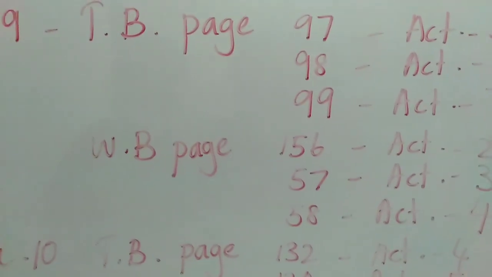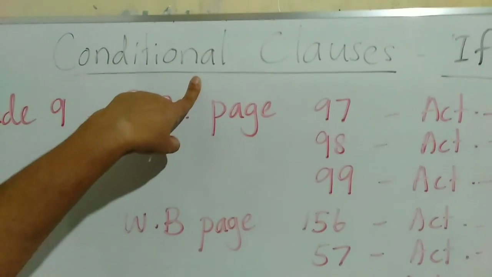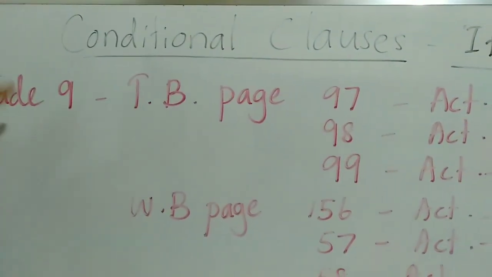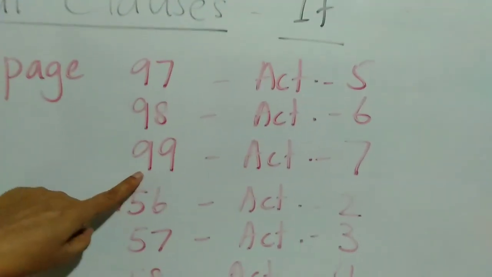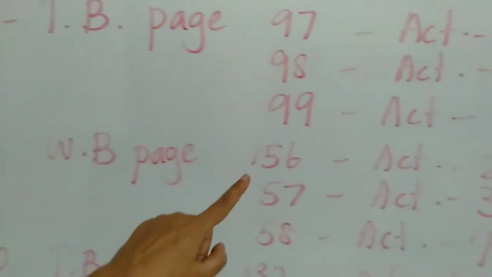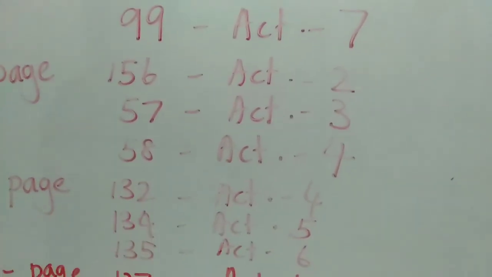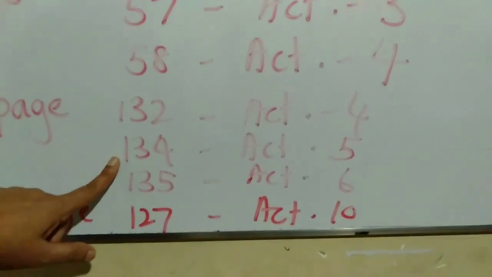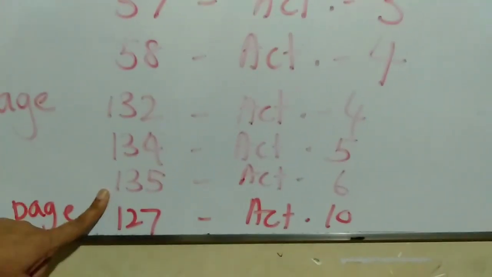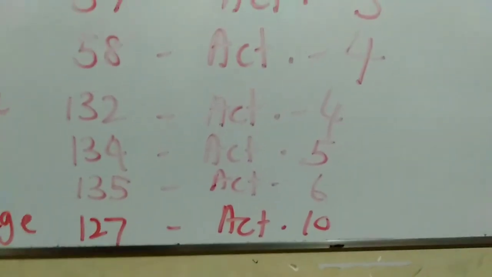Now I am going to assign the activities given in your textbooks and workbooks under this lesson, conditional clauses, if. Grade 9, textbook page 97, activity 5; 98, activity 6; 99, activity 7. Workbook page 156, activity 2; 157, activity 3; and 158, activity 4. When you come to grade 10, textbook page 132, activity 4; 134, activity 5; 135, activity 6. Grade 11 children, textbook page 127, activity 10.